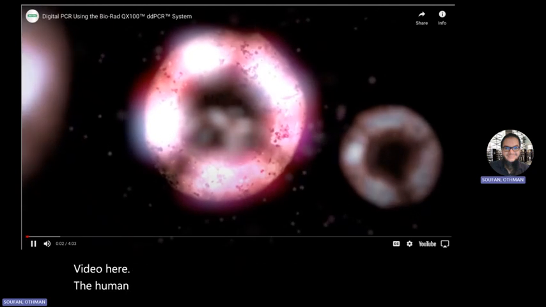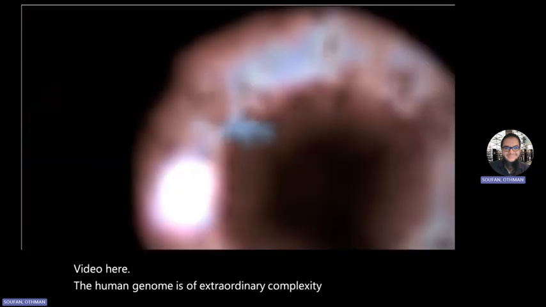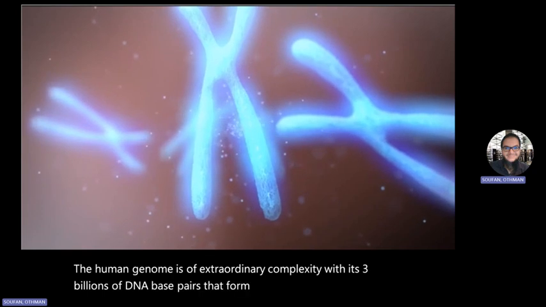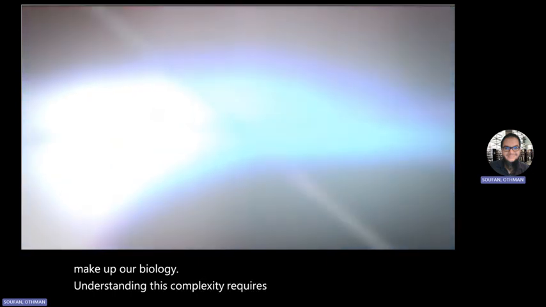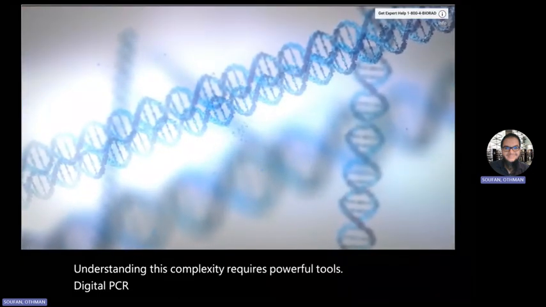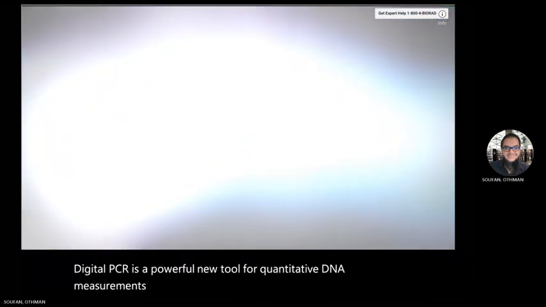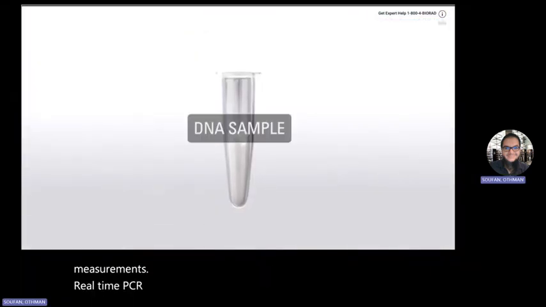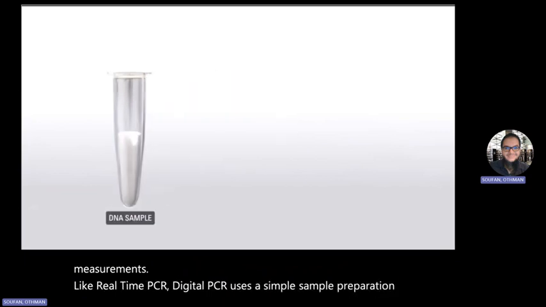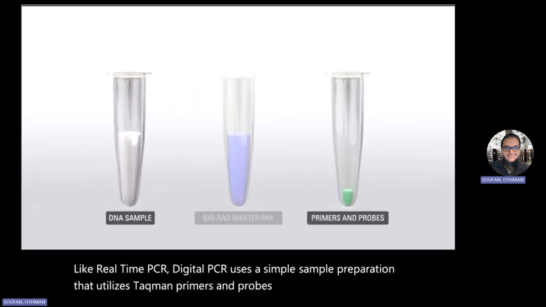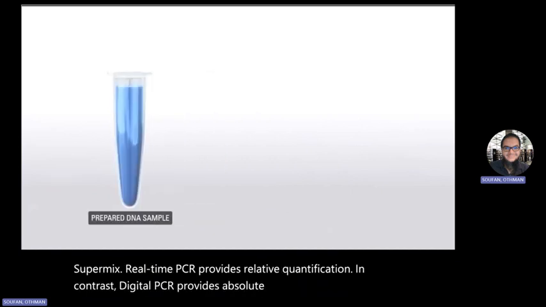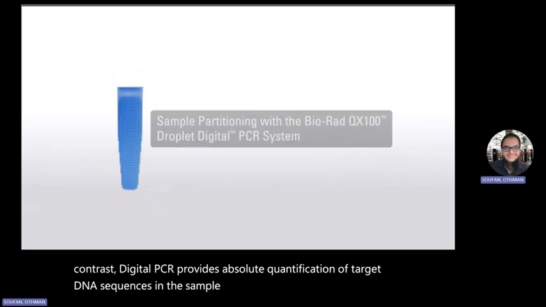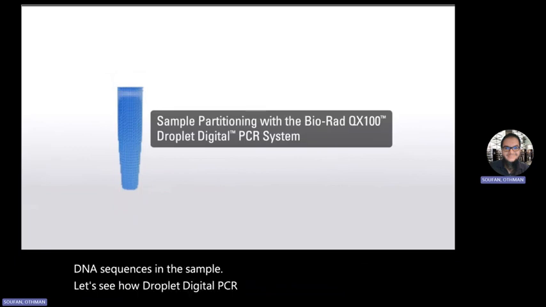The human genome is of extraordinary complexity, with its 3 billions of DNA-based pairs that form the thousands of genes that make up our biology. Understanding this complexity requires powerful tools. Digital PCR is a powerful new tool for quantitative DNA measurements. Like real-time PCR, digital PCR uses a simple sample preparation that utilizes TaqMan primers and probes and an optimized super mix. Real-time PCR provides relative quantification. In contrast, digital PCR provides absolute quantification of target DNA sequences in the sample. Let's see how droplet digital PCR achieves precise DNA measurements.